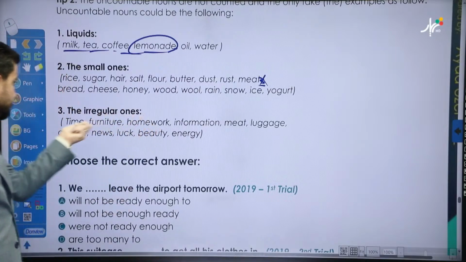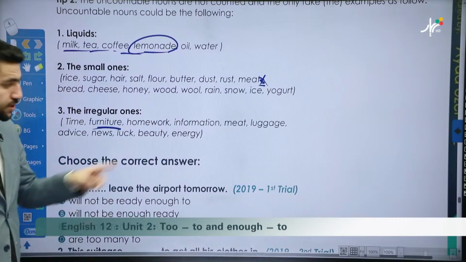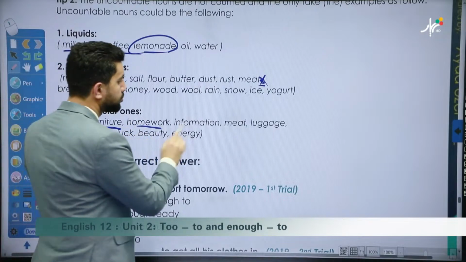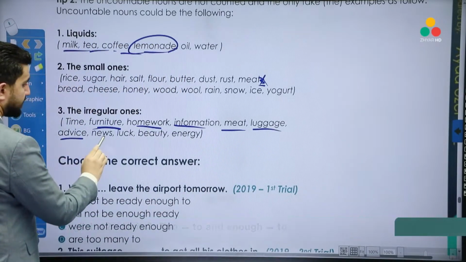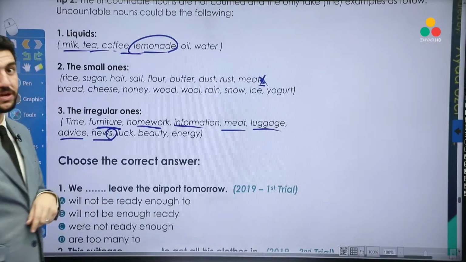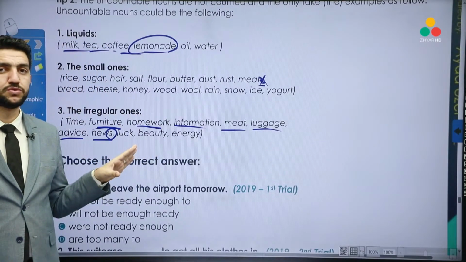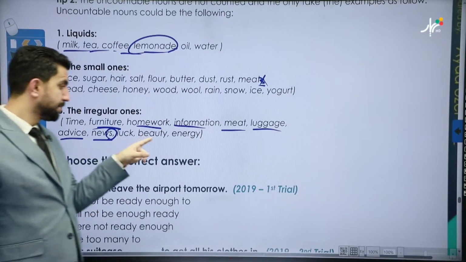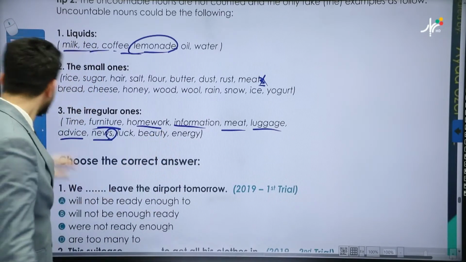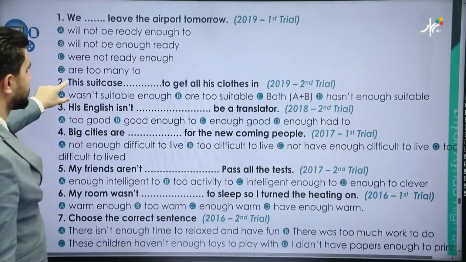We have some irregular ones. Time, furniture, too much homework, too much information, too much meat, too much luggage, too much advice, too much news. Although this one has S, be careful, but it's uncountable. Too much news. There is too much news today. Luck, beauty, energy. Okay? Let's take a look at some questions together, okay?